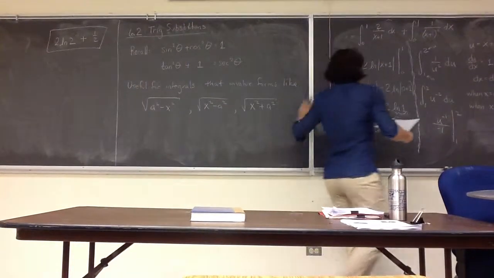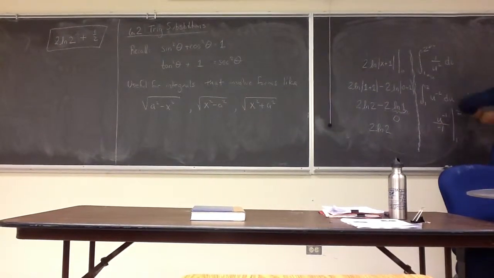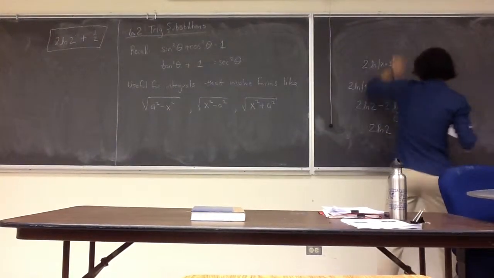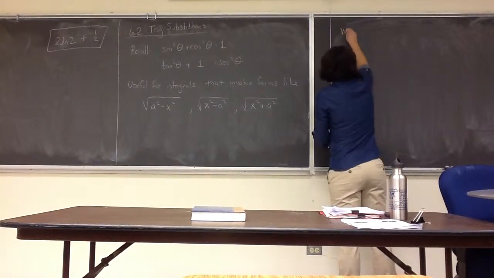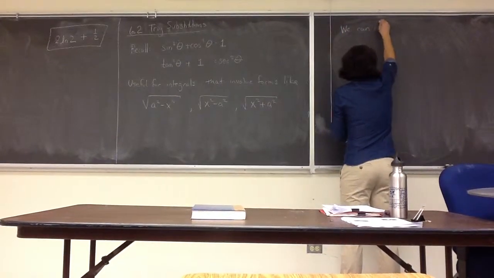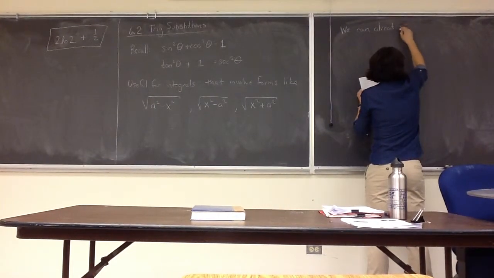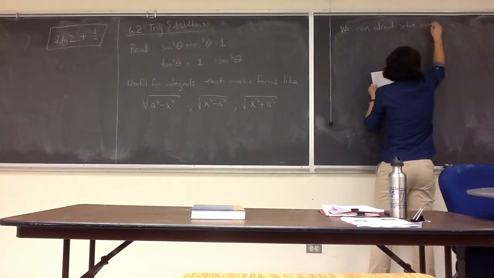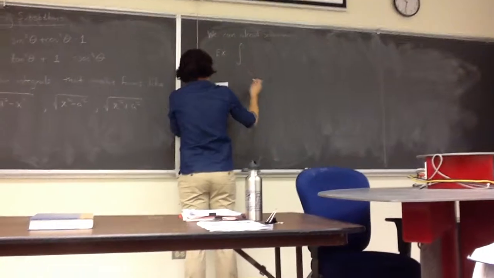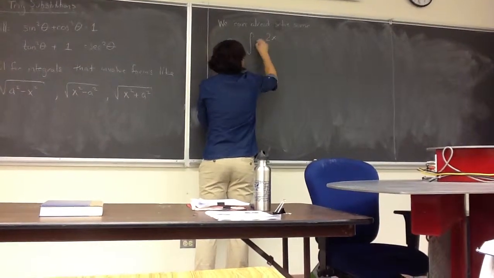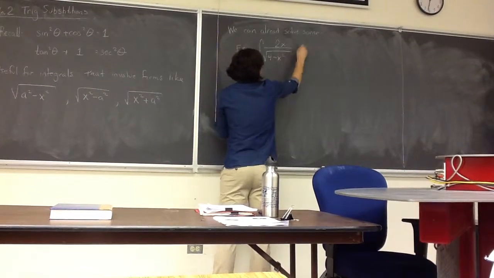Now, not 100% of the time. I mean, we already know how to solve some integrals that involve those square roots. For example, we can already solve some like this. For example, the integral of 2x over the square root of 4 minus x squared dx.